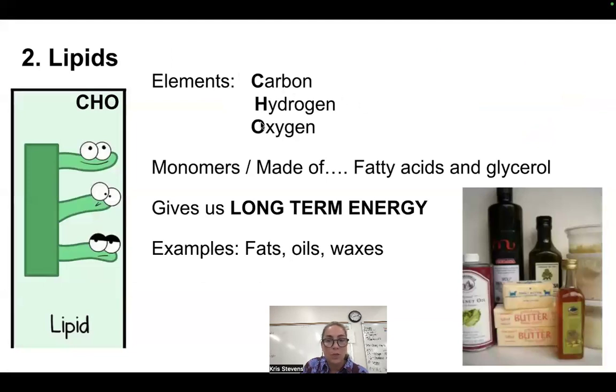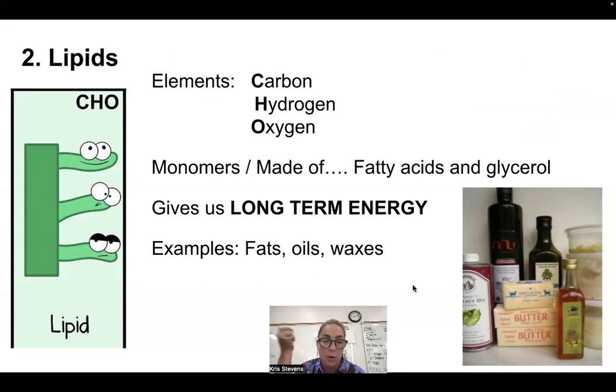Lipids, carbon, hydrogen, oxygen, they have a different ratio. They actually do not have a monomer. Lipids don't have a monomer, but they're made of fatty acids and glycerols. They give us long-term energy. This is adipose tissue. So long-term energy. Examples: fats, oils, waxes.